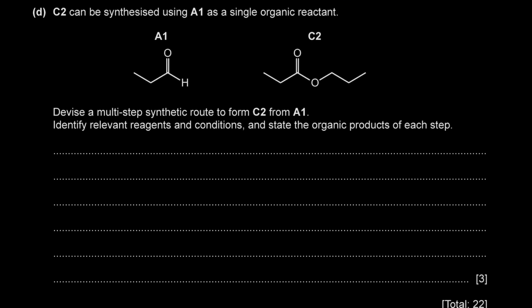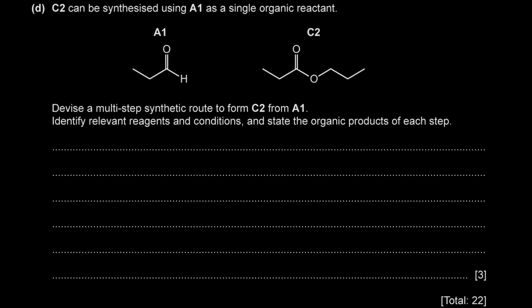C2 can be synthesized using A1 as a single organic reactant. So we can make C2 from A1. Devise a multi-step synthetic route to form C2 from A1. Identify relevant reagents and conditions and state the organic products of each step. Now, A1 is an aldehyde, that's propanal. It's a 3 carbon aldehyde, propanal.